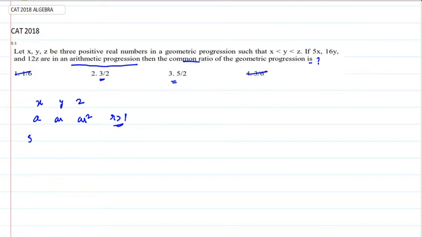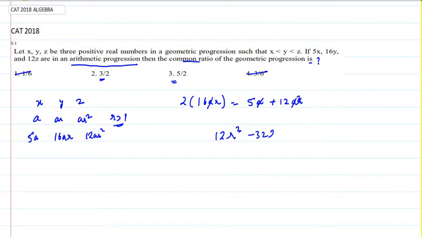Now I need to make this 5 times, this 16 times, and this 12 times. And they are now in an AP. The property of AP is twice of the middle term should be equal to sum of adjacent terms. Now see, A is common on both sides. I can take out A common and remove this directly. So what I end up with is 12r square minus 32r plus 5 is equal to 0.